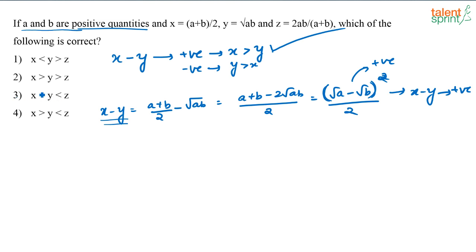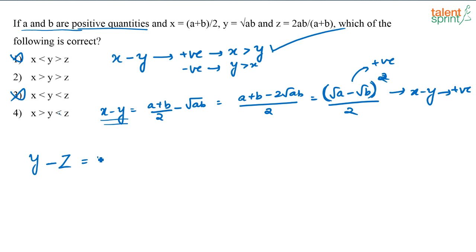So x is greater than y means the options saying x is less than y are automatically gone. Then you have options 2 and 4, out of which you have to eliminate one. So let us now compare y and z to eliminate that. Now again let us do the same thing. Let us find out what is y minus z.